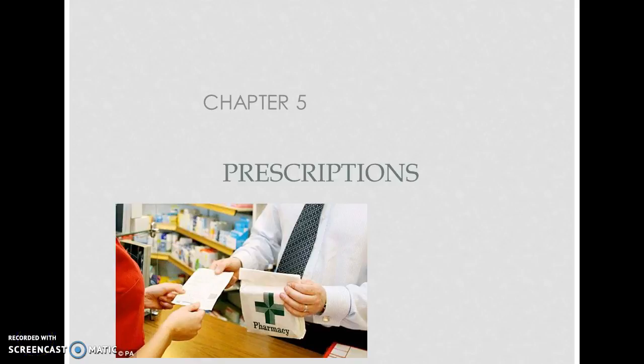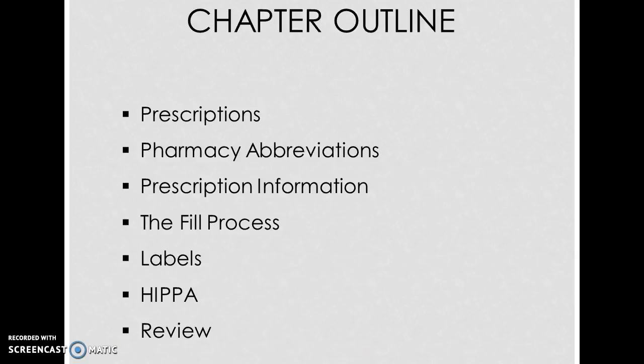Hello, we are on chapter 5 and we are talking about prescriptions. And here we have a picture of a prescription that has been given, and the pharmacy technician is turning over the therapies to the patient. So, what is the chapter outline?